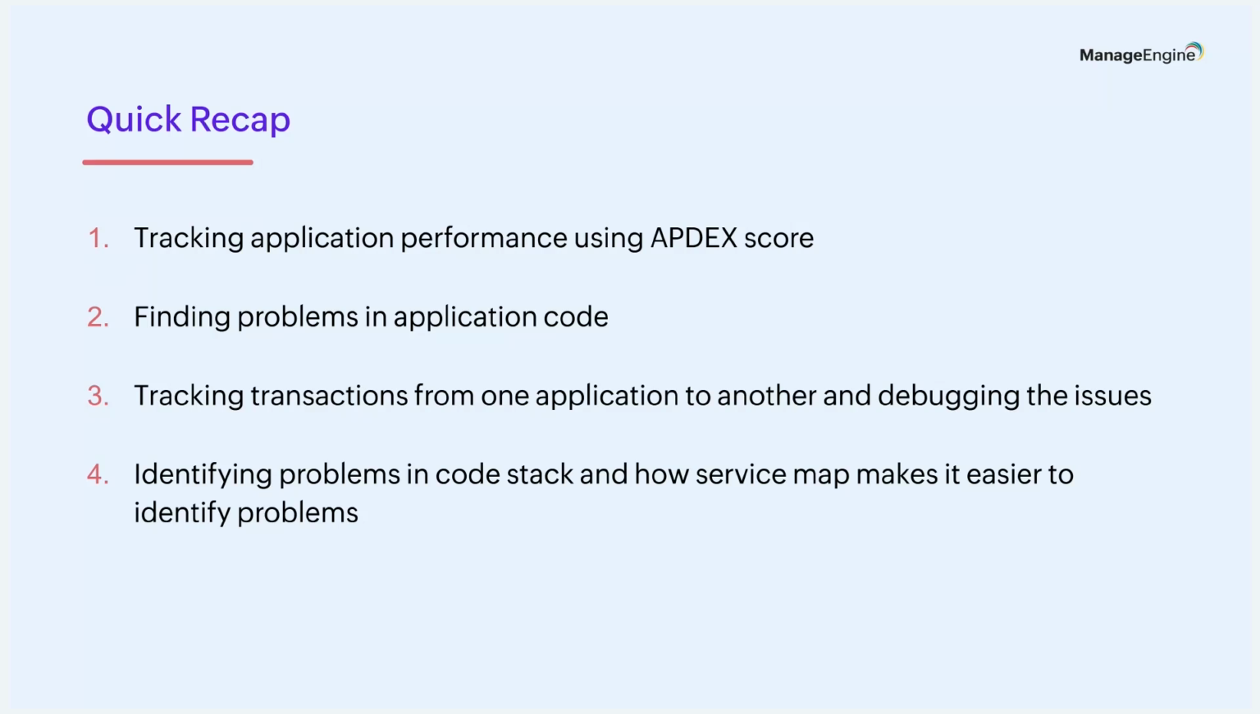Now let's have a quick recap of today's session. In the first part, we discussed how to track application performance using the APDEX score. Next, we explored how to identify problems in the application code. In the third segment, we saw how to track transactions from one application to another and debug the issues. In the last part, we covered identifying problems in the code level stack and concluded by discussing how the service map feature helps in identifying the problems.